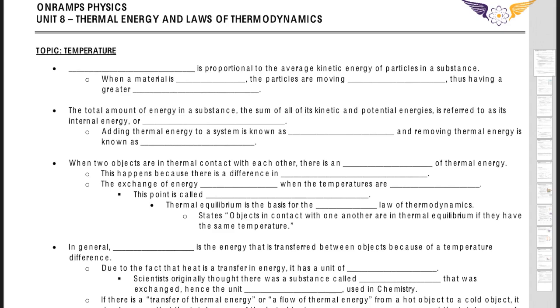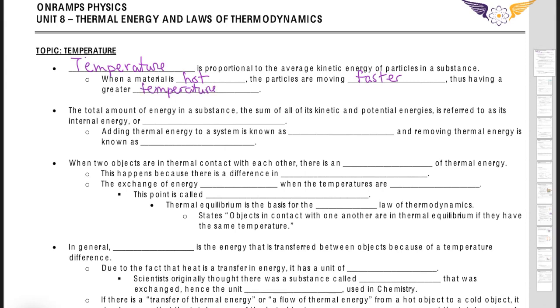of a topic you've been talking about ever since like elementary school. So the first thing we talk about is we're going to focus on temperature. So the first thing is temperature, right, is proportional to the average kinetic energy of particles in a substance. When the material is considered to be hot, the particles are moving faster and thus having a greater temperature.